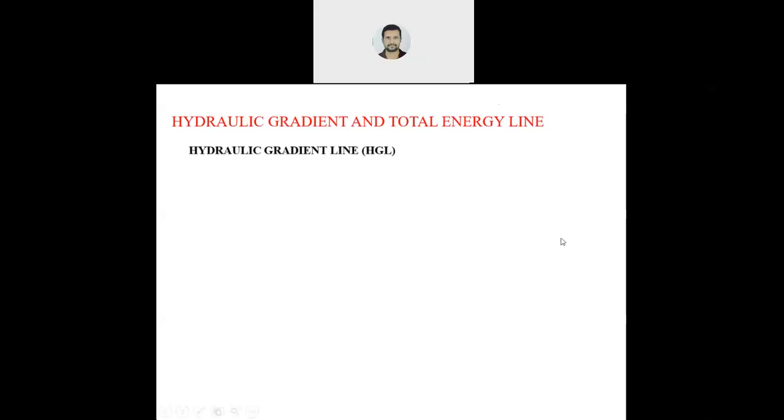Now first HGL, hydraulic gradient line. What is this? It contains pressure head and datum head, meaning pressure energy and datum energy. Datum means potential. So pressure head and datum head, or you can say pressure energy and potential energy. When these two things are there, we call it the hydraulic gradient line.